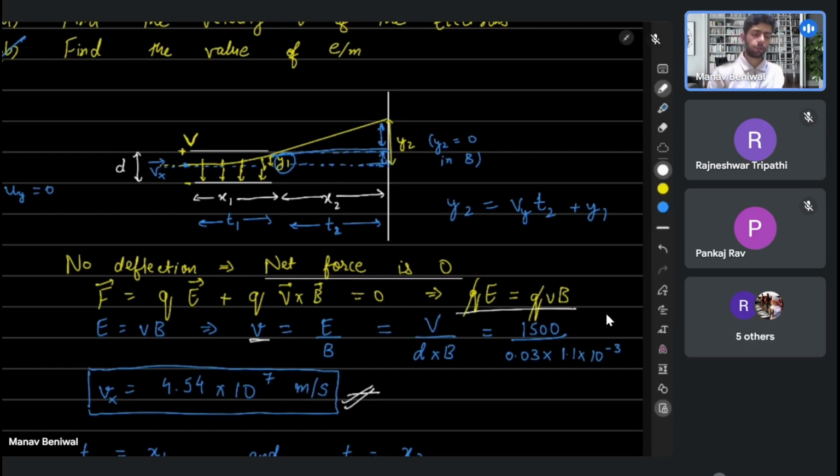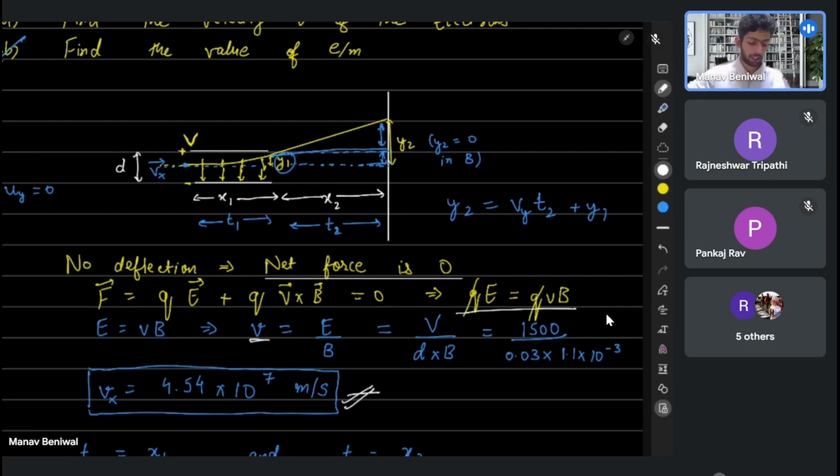If you really want to solve this problem properly, then the equations that we have to use are the equations concerning special theory of relativity. The answers that we are getting for the velocity and the q by m ratio will then get slightly modified. Okay, so that you can try on your own.